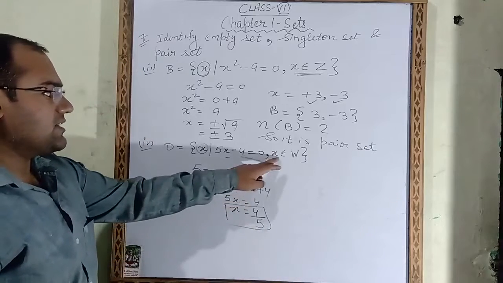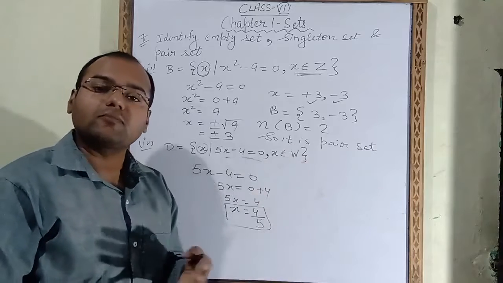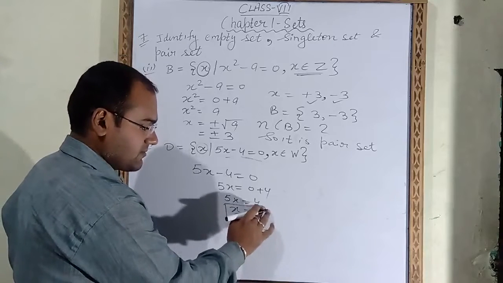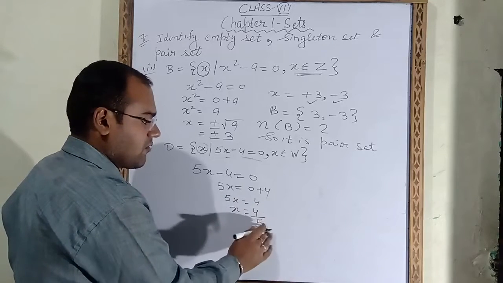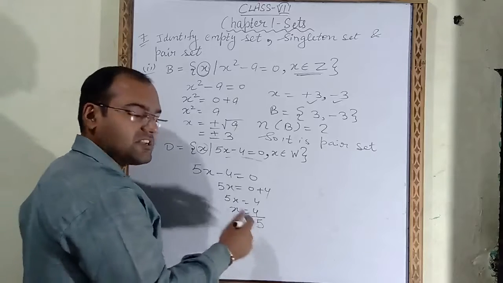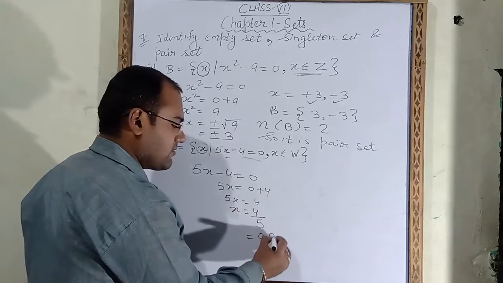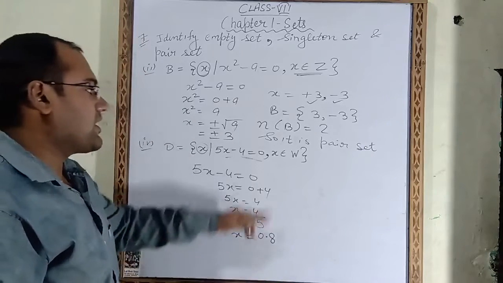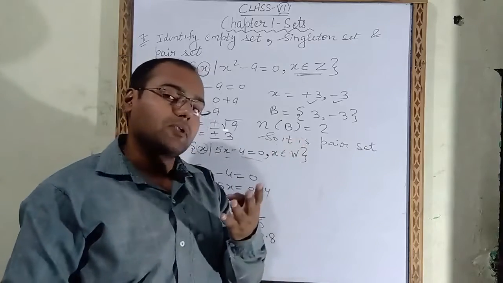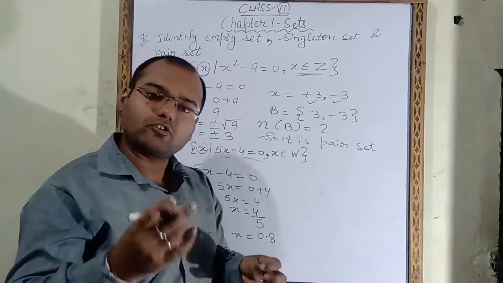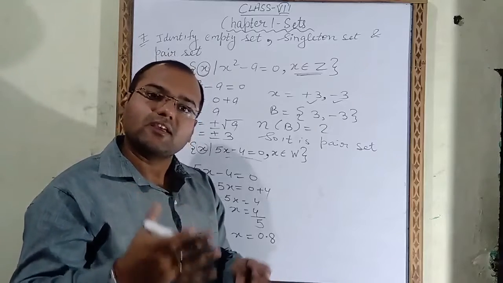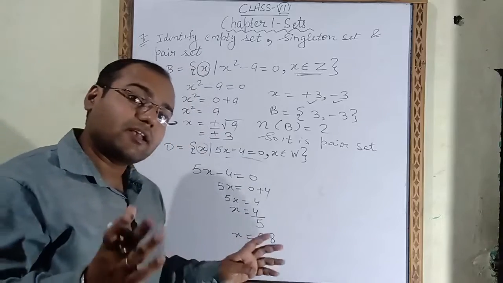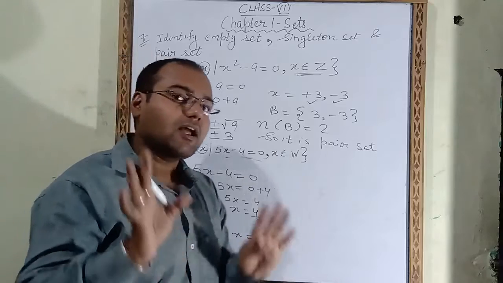Now here it is written x belongs to W. W means whole number. This 4 upon 5 we can easily change into decimal. When we change it into decimal, the answer will be 0.8. x is equal to 0.8. So this is a decimal number. But here it says x belongs to whole number. Whole number means starting from 0: 0, 1, 2, 3, 4, 5, 6, 7, 8. These are all whole numbers. So the value of x here is 0.8, and in whole numbers we will not take a decimal number.